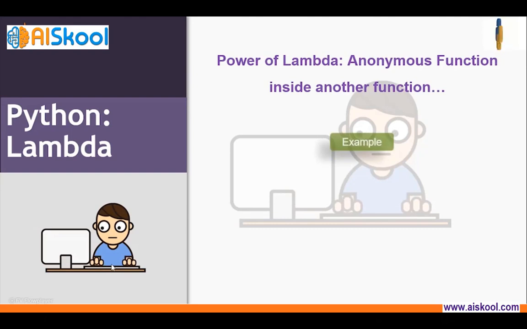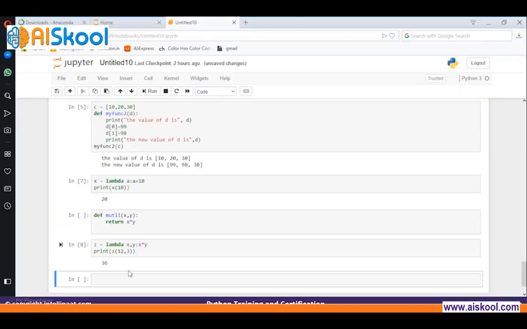For example, let's see in our Jupyter notebook. Define my function, and we'll pass an argument n such that it should return lambda of a such that a multiplied by n. Alright.